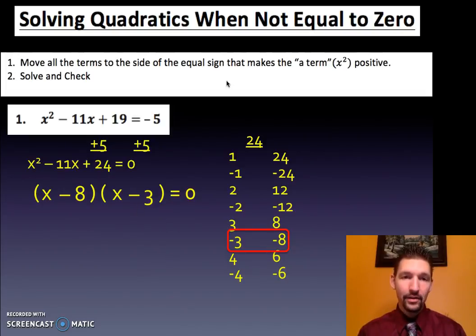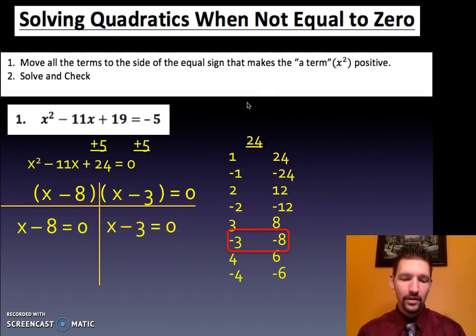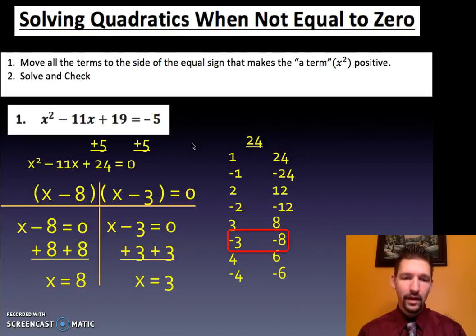Now you're going to go ahead and do what's called our t-bar. So you're going to make your t, and you're going to set each side equal to 0 to make it a simpler problem. So we have x minus 8 equals 0, and x minus 3 equals 0. And then you're going to solve each of those individually. So we'll add 8 to both sides of that one and get x equal to 8. And you're going to add 3 to both sides over here, and you're going to get x equals 3. So our two answers here are going to be x equals 8 and x equals 3.